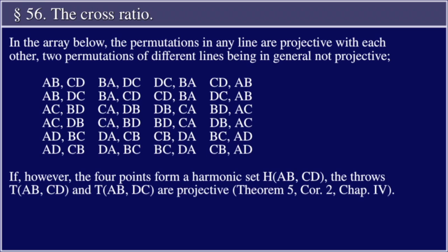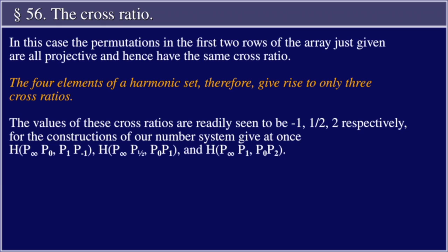If, however, the 4 points form a harmonic set H(AB, CD), the throws T(AB, CD) and T(AB, DC) are projective, Theorem 5, Corollary 2 of Chapter 4. In this case, the permutations of the first 2 rows of the array just given are all projective, and hence have the same cross ratio.